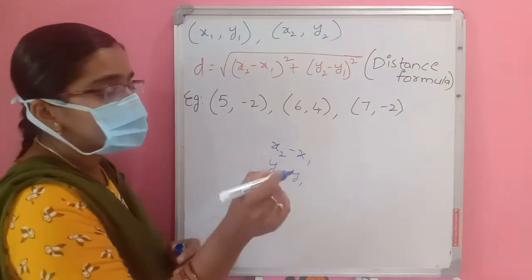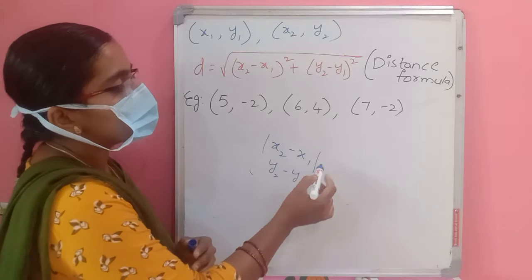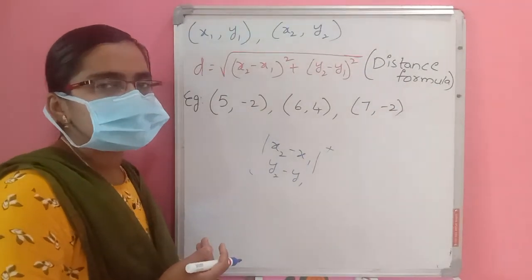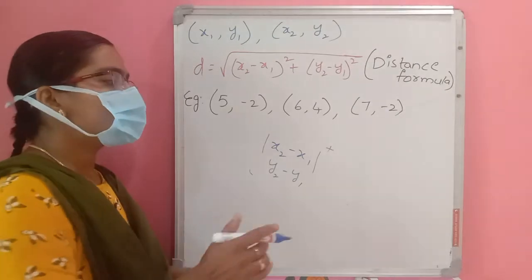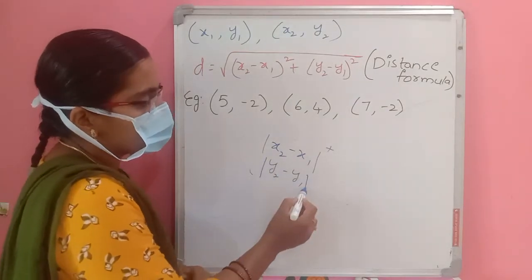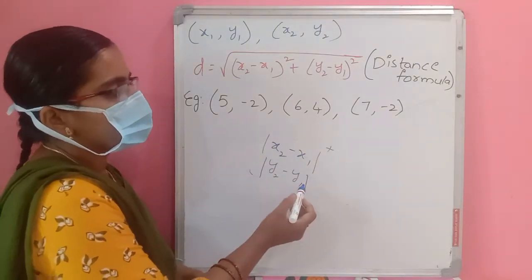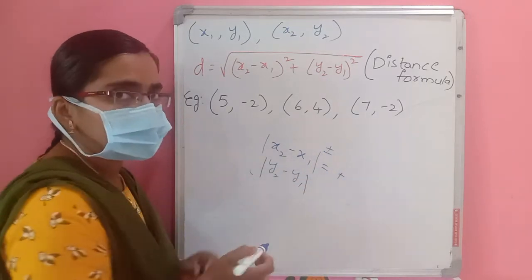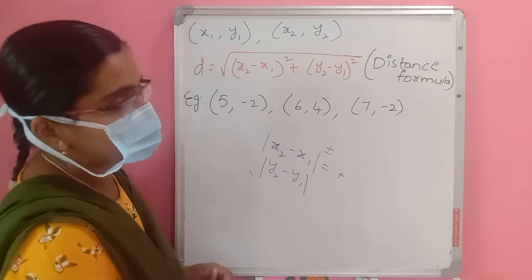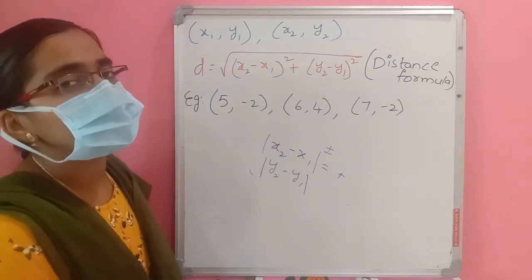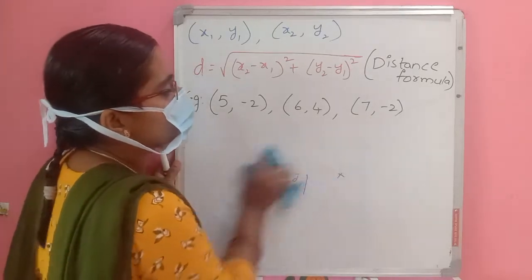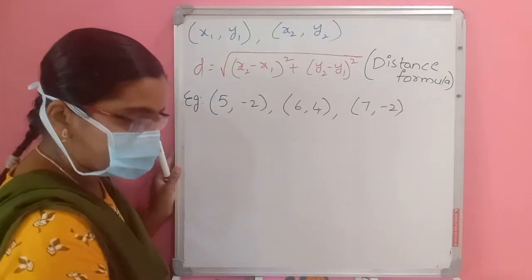This distance is always positive. Length cannot be minus 1 centimeter or minus 2 centimeter. That's why we always take this distance in modulus. Mod means if you get plus or minus, you have to take that value as plus only. If x2 minus x1 is a minus value, minus 2, then you should take it as plus 2 only. Why? Because that is distance. You should not take a negative value.